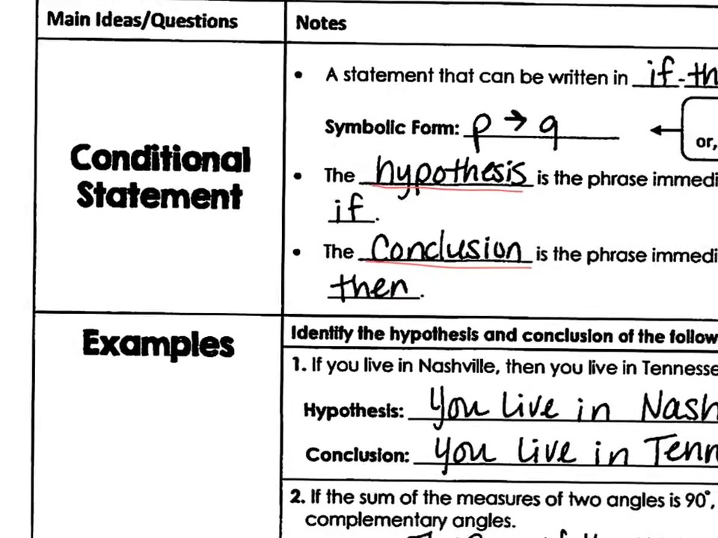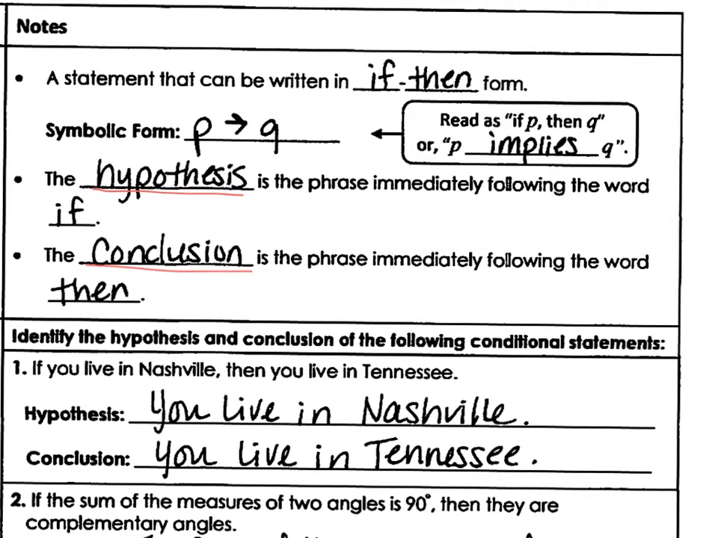So, some examples of conditional statements. We're going to identify the hypothesis and the conclusion of each conditional statement. So here I have, if you live in Nashville, then you live in Tennessee. So our hypothesis is you live in Nashville. Our conclusion is you live in Tennessee. So our hypothesis is the phrase following the word "if," and our conclusion is the phrase following the word "then."